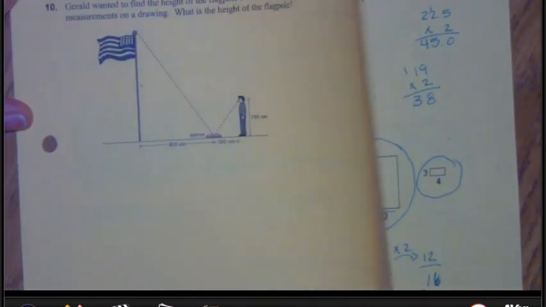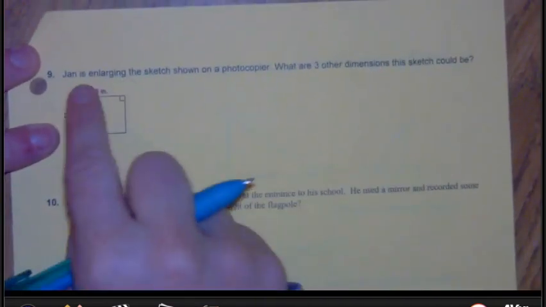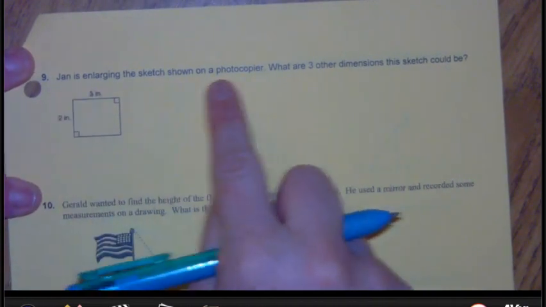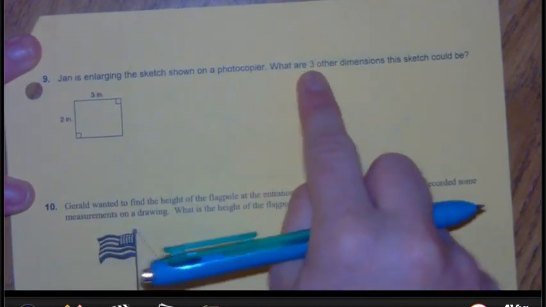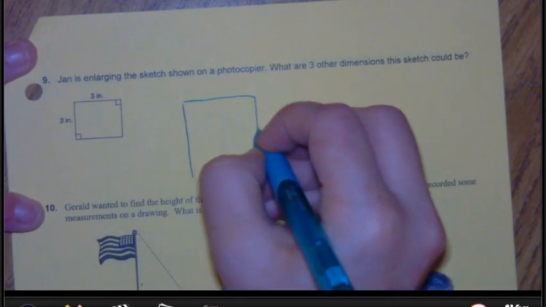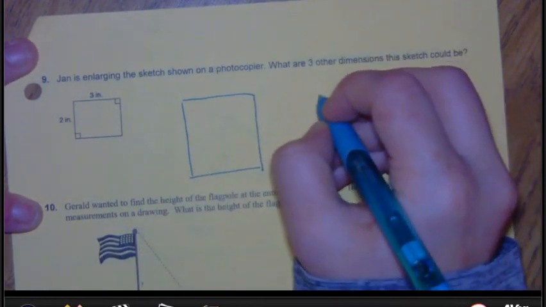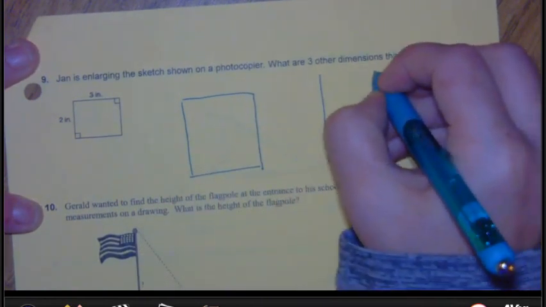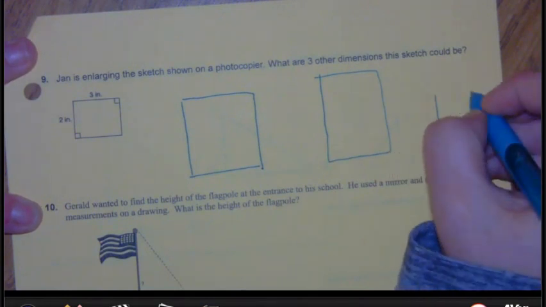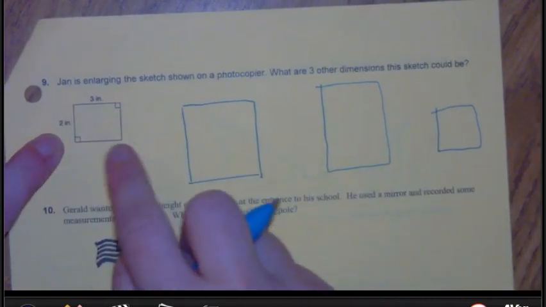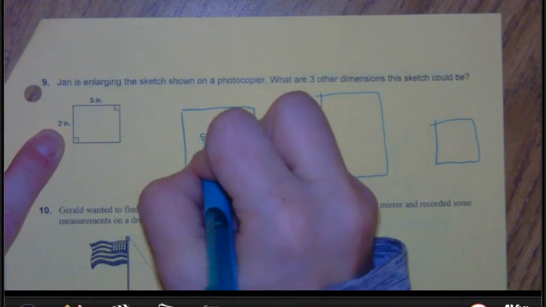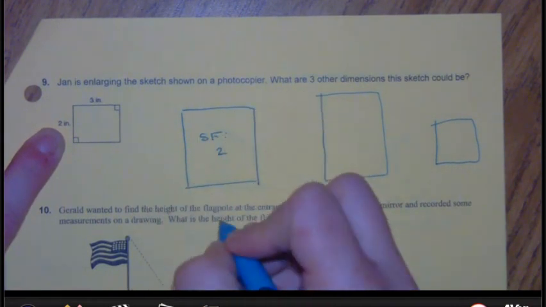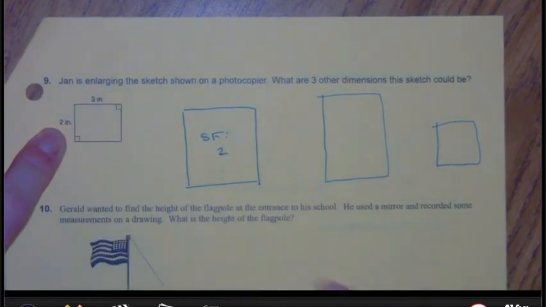All right, number 3. Or page 3, sorry. Number 9. Jan is enlarging the sketch shown on the photocopier. What are 3 dimensions this sketch could be? So I want to know what are 3 other possible dimensions that I could have for my model here. So I'm going to draw 3 more rectangles. All right, so I want to have a scale factor of 2. So that means I want to multiply every single side by 2.